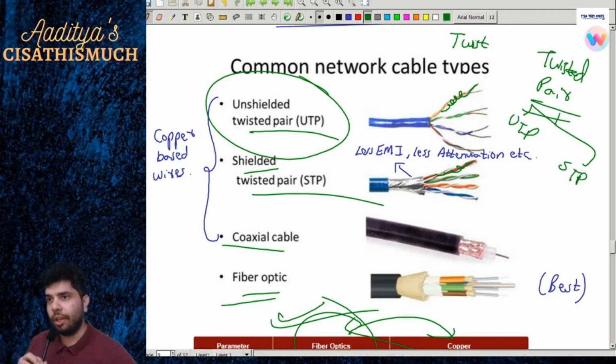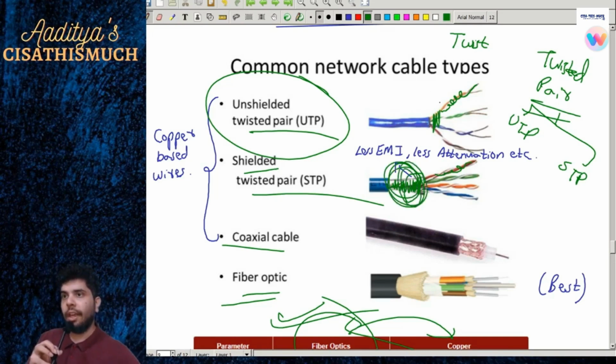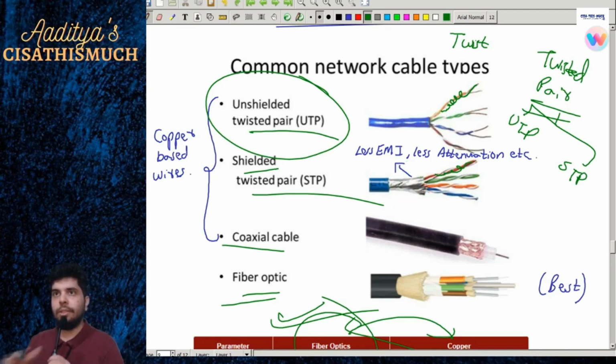Now, as you can see over here, this is a shield. Shielded twisted pair. And over here there is no shield. So basically, unshielded. There is no shield cover in case of here, but here there is a shield cover. I hope you can see. Just wait a second.